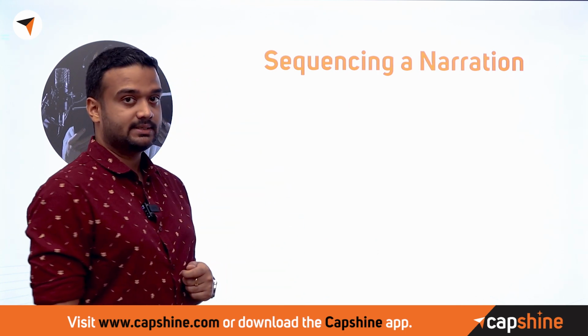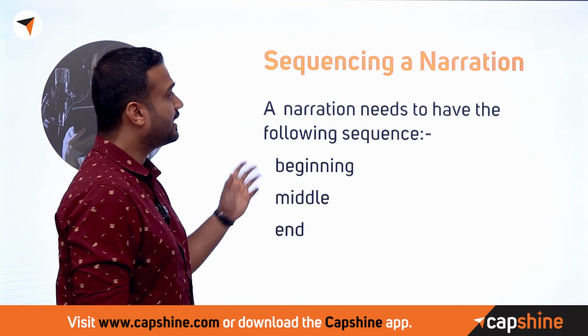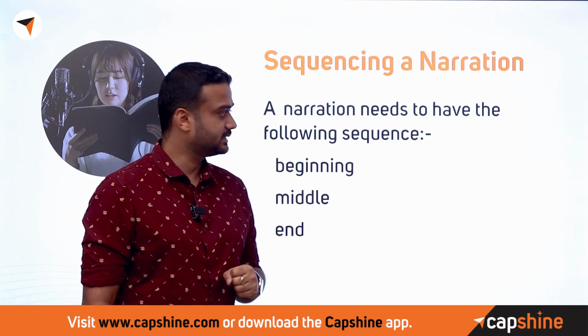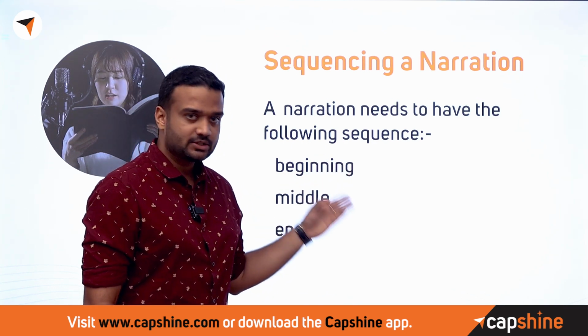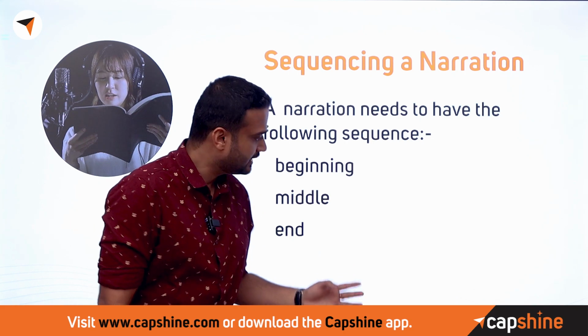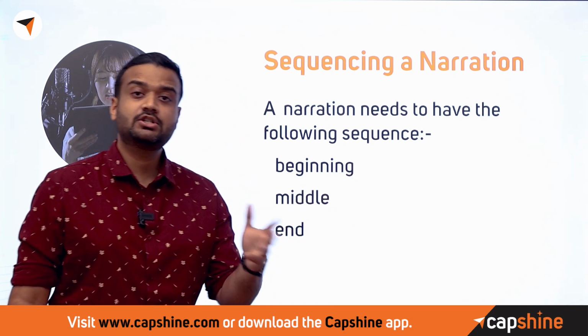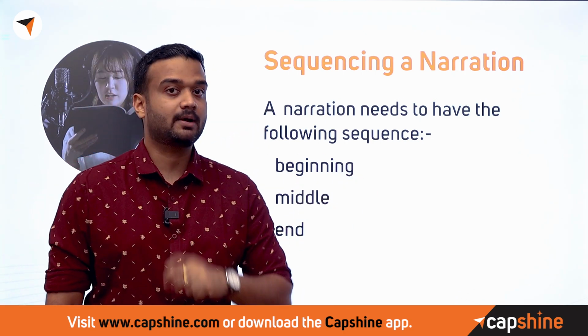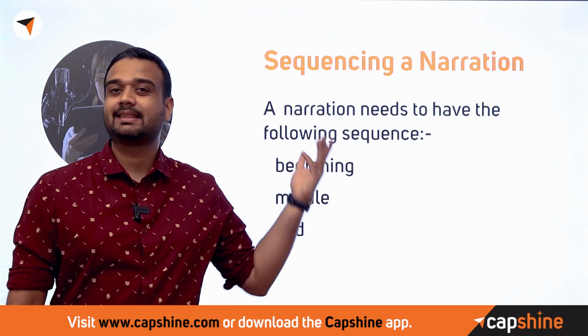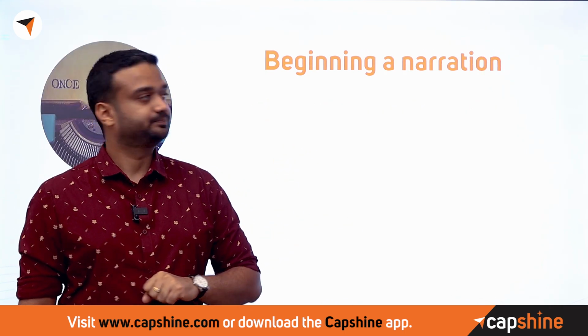Let's talk about sequencing a narration first. A narration needs to have the following sequences. It needs to have a beginning, it needs to have a middle, and it needs to have an end. Now in the middle, you could take some diversions to talk about additional things. We'll talk about that. But generally, these are the 3 parts of a narration.